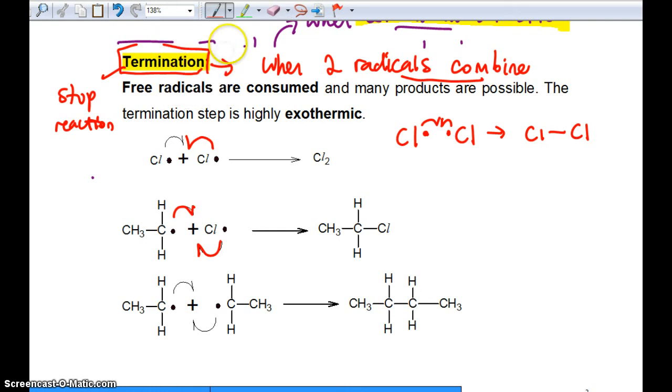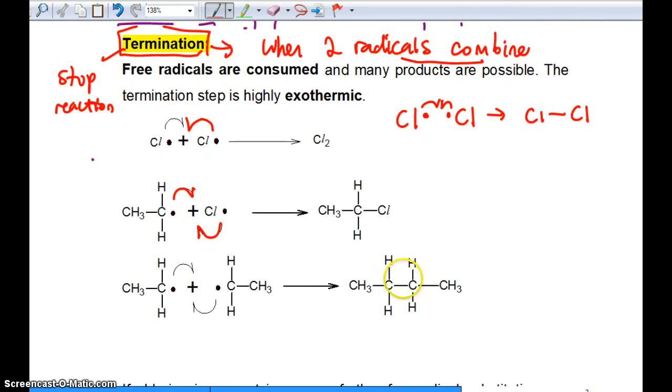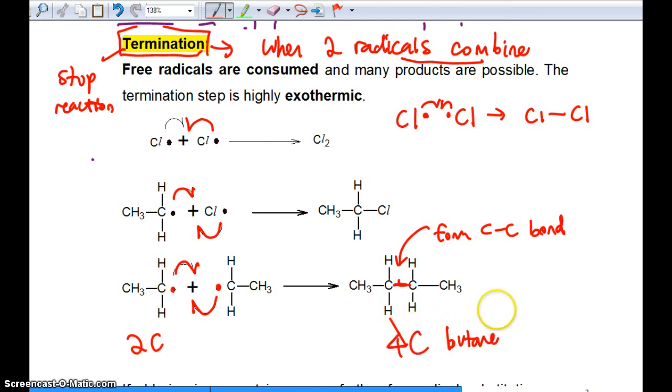And what happens if two ethyl radicals were to combine? Then you can end up having a C-C bond forming. This carbon dot will pair up with the other carbon dot, and then you will form this carbon-carbon bond. This is how from 2-carbon ethane we can end up with 4-carbon butane in the termination step. In the free radical substitution of ethane, we can end up with a byproduct butane.